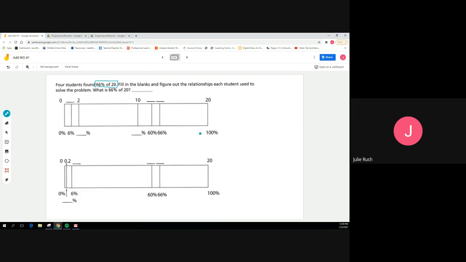Student 1 put percents on the bottom, numbers across the top, lined up 100% at 20, and then 10, so that would be 50% here. Looks like they got to 2 by dividing by 5, so we're going to divide 50 by 5, and that gives us our 10%.